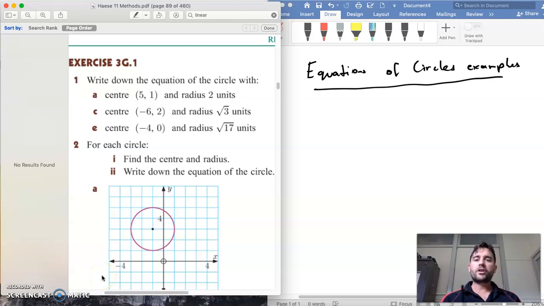Okay, ladies and gentlemen, just going to go through some equations of circles examples for you here. Now, please make sure you've watched my previous video, the graphing of circles, so you know what I'm talking about.